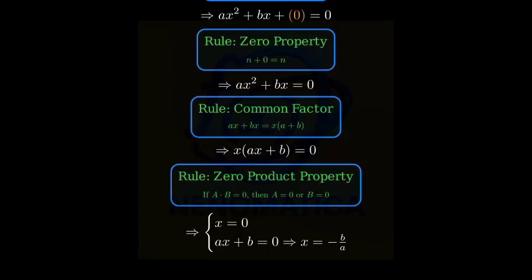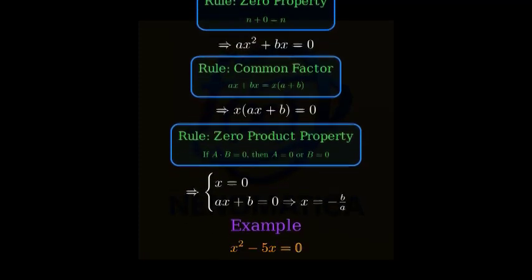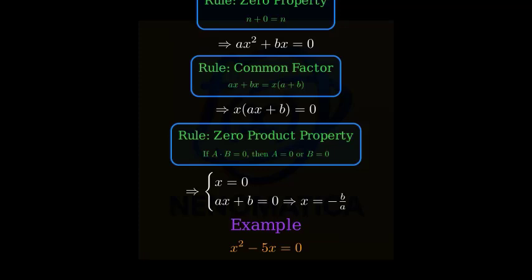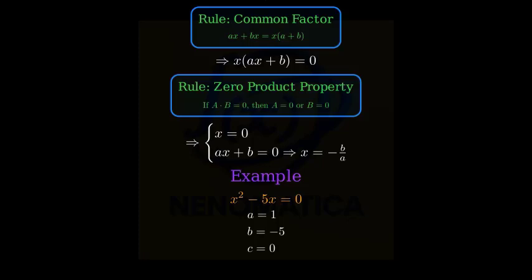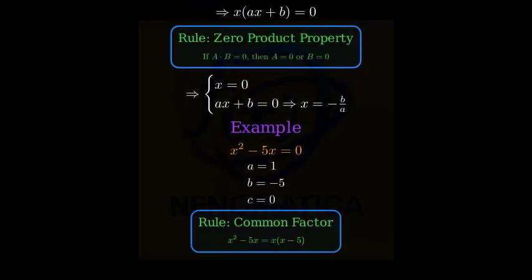Now, let's see an example of how to apply this algorithm to solve an incomplete quadratic equation. Consider the equation x squared minus 5x equals 0. Let's solve this step by step using our algorithm. First, we identify that this is already in the form where c equals 0. In this example, a equals 1 and b equals negative 5. Now we can factor out x from both terms.